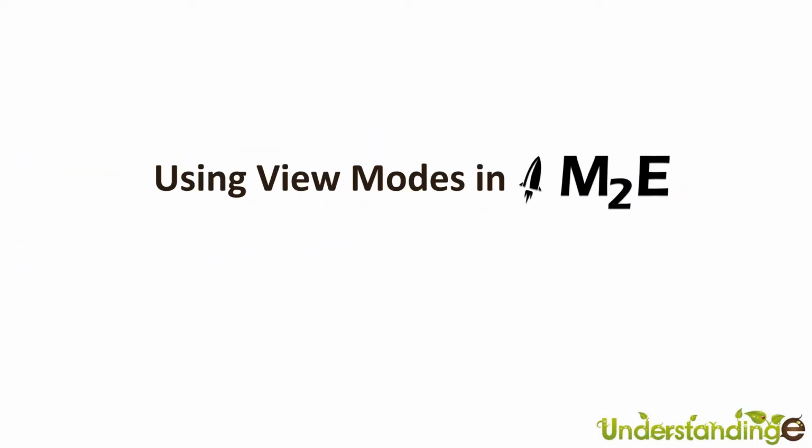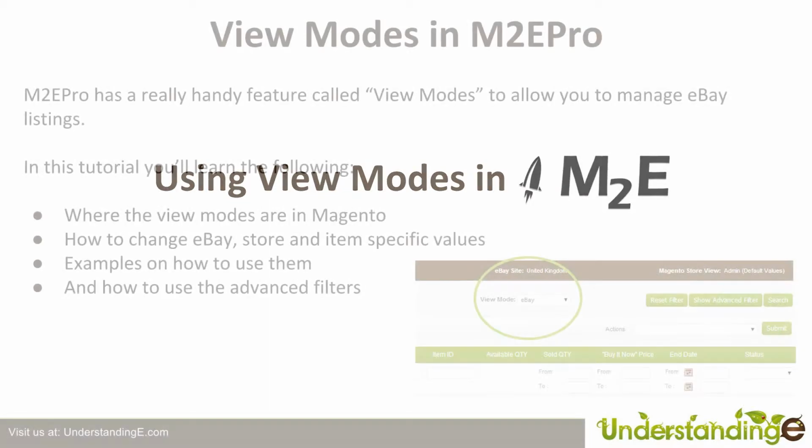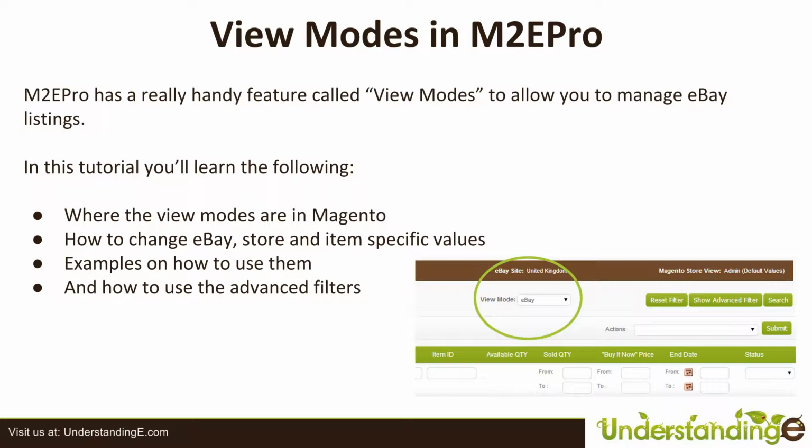In this tutorial, we're going to be looking at how we can use view modes in M2EPro. That's right, and M2EPro has this really handy feature called view modes, and they allow you to manage your eBay listings once they're either live or when you've been adding products into a listing group within M2EPro and Magento. So in this tutorial, what we're going to be looking at is where the view modes are in Magento and M2EPro, and examples of how to use them.